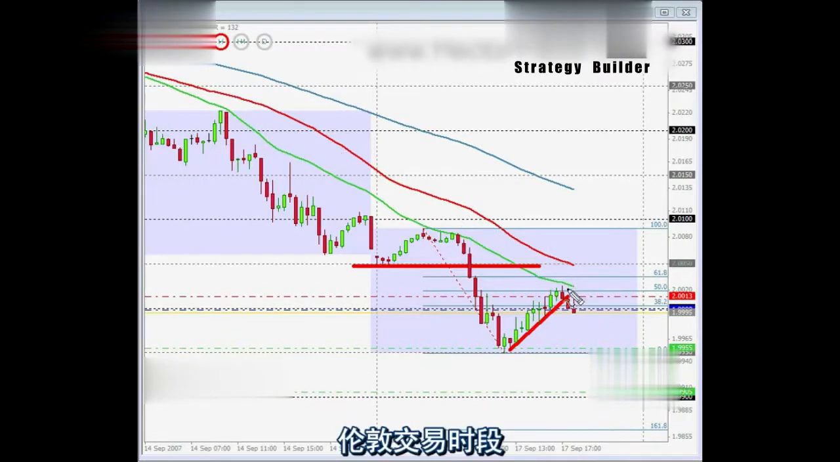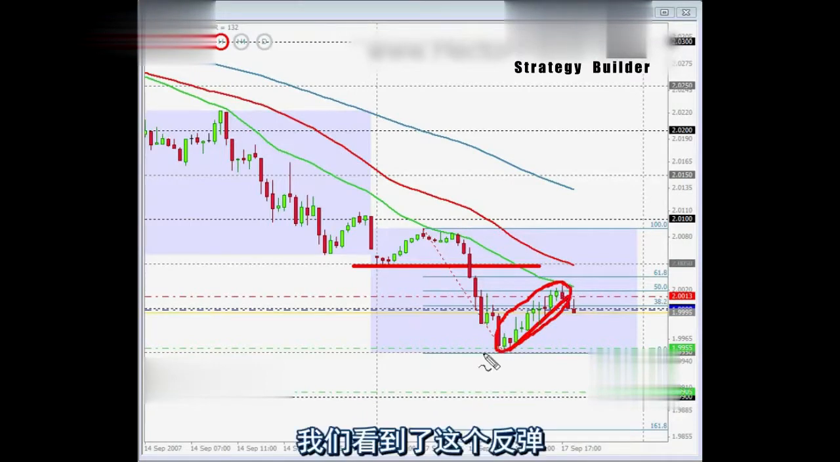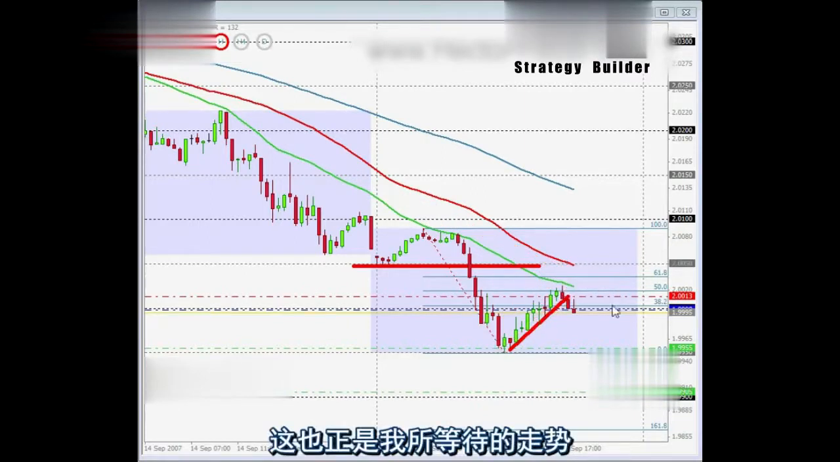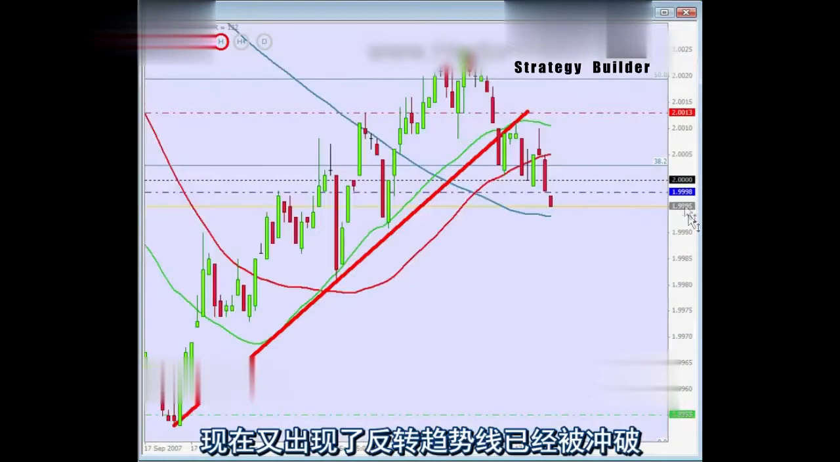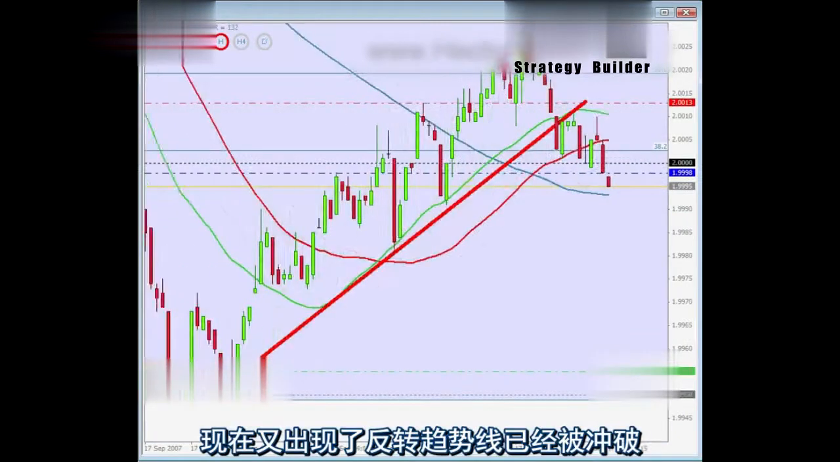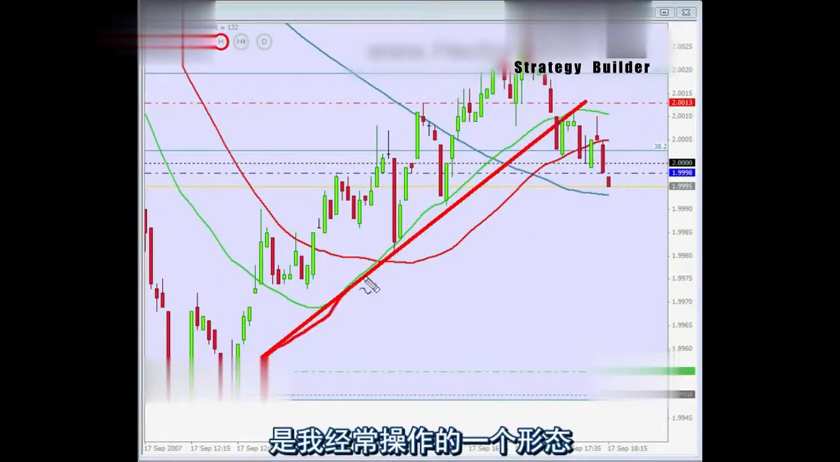We've seen throughout the first half, actually most of the London session, a retracement back to the dynamic area of resistance, which is what I was actually waiting for. Well, now we've just seen the breakout of the retracement trend line. It's a very typical setup that I trade.